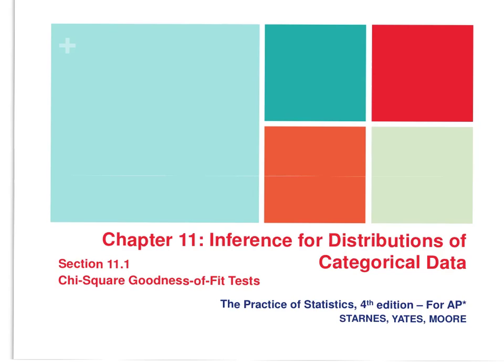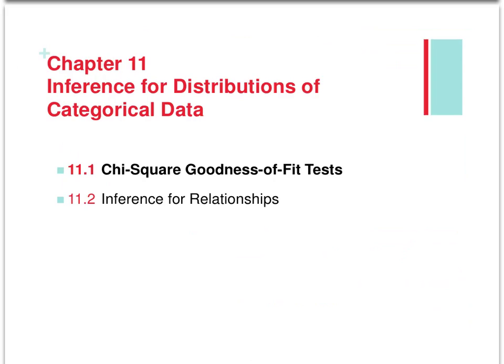Alright, in Chapter 11 we're going to learn about inference for distributions of categorical data. So this would be like tables instead of proportions or means. Particularly in 11 we're going to learn about the chi-squared goodness of fit test. This is pronounced chi-squared, not chi.